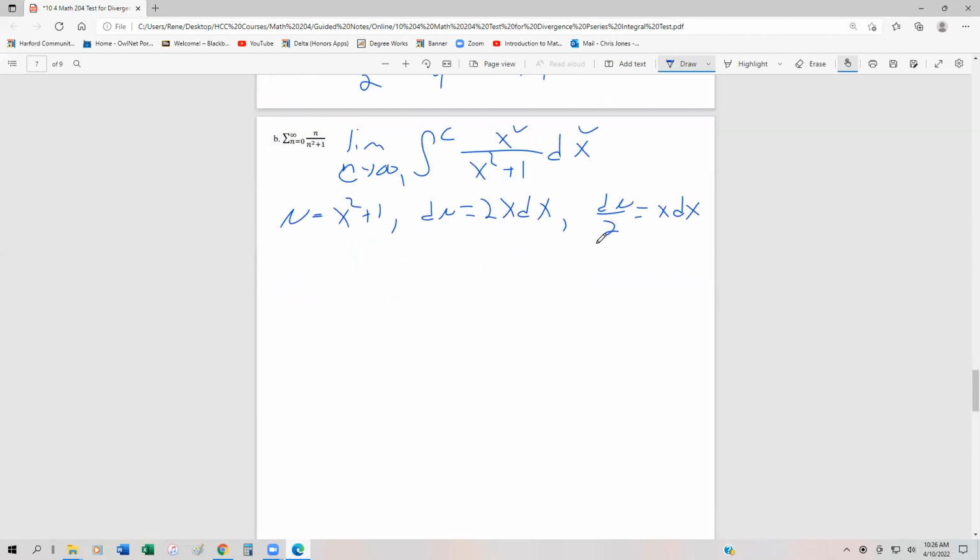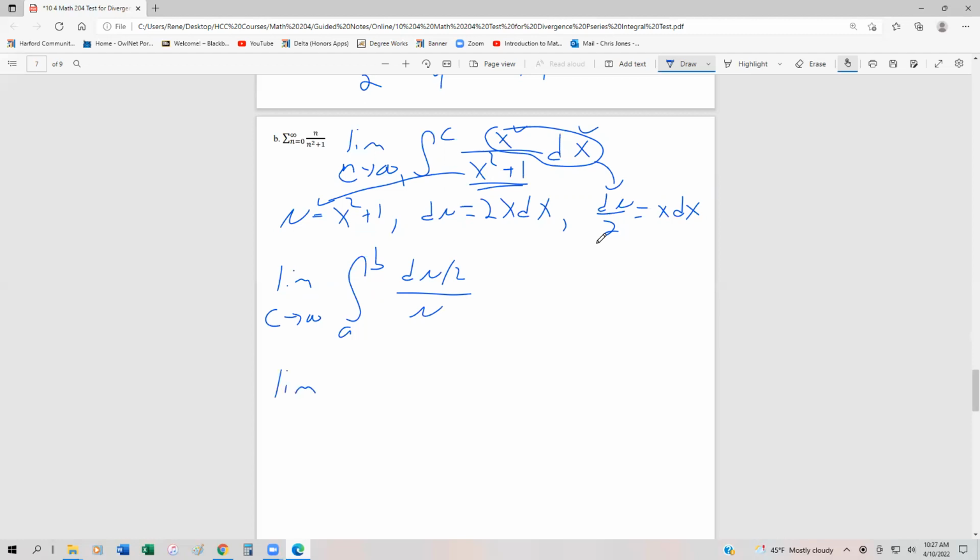And so now we can rewrite this as the limit as c approaches infinity. I'm going to change the bounds from 1 to c to a to b. And instead of x dx, that's going to be du over 2, and instead of x squared plus 1, that's going to be u. If we evaluate this, it now becomes the natural log of u times a half. So this is the limit as c approaches infinity of 1/2 ln of u. Now, technically, it's the absolute value, but we don't need the absolute value because remember, we're going from 1 to c, and that's not going to change our domain. But if you really want to put the absolutes in there, that's fine.